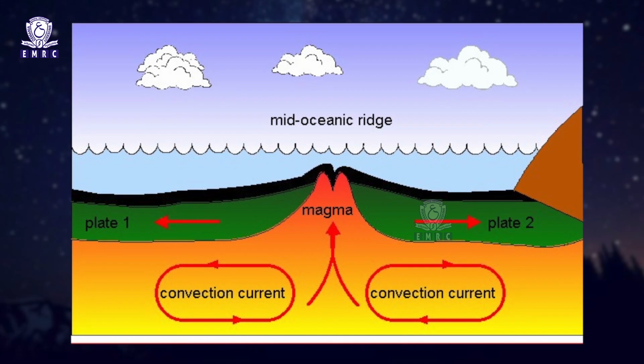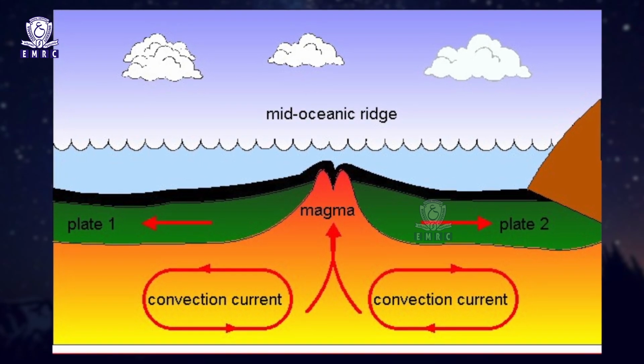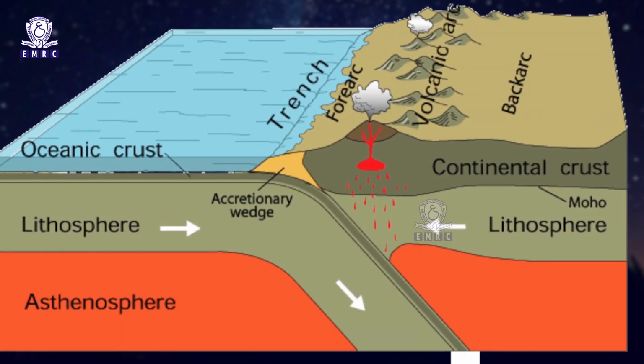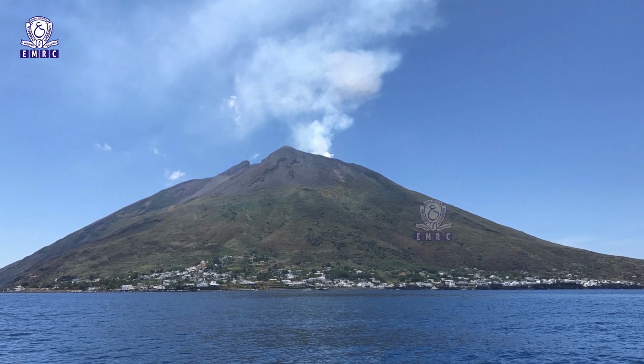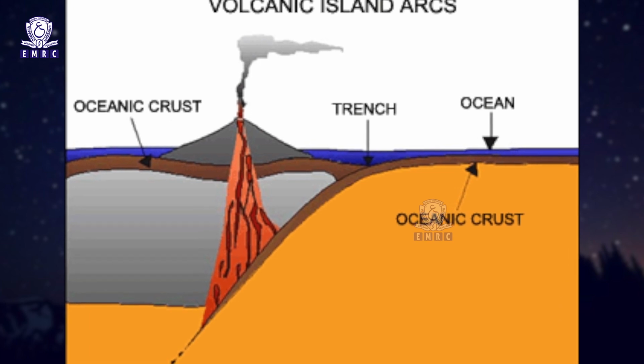Plate tectonic theory not only explains the relief on the continents, but also various features of the ocean, such as the evolution of mid-oceanic ridges and the formation of trenches or subduction zones. The theory also explains the evolution of volcanic islands and island arcs.